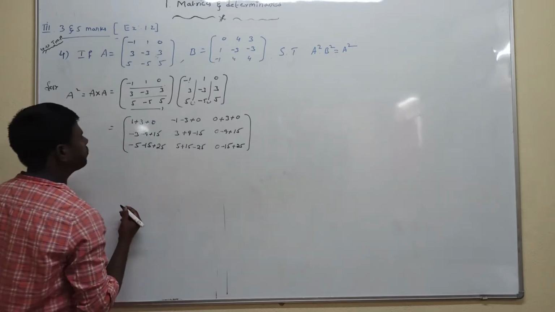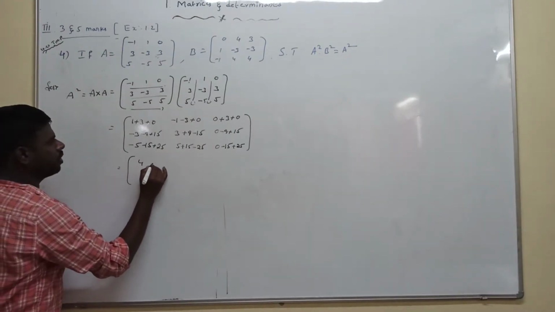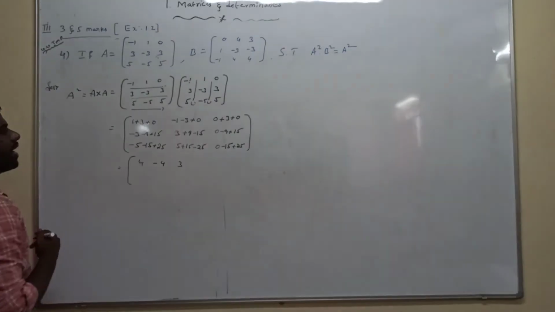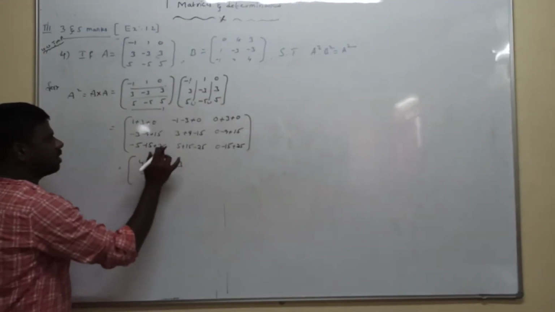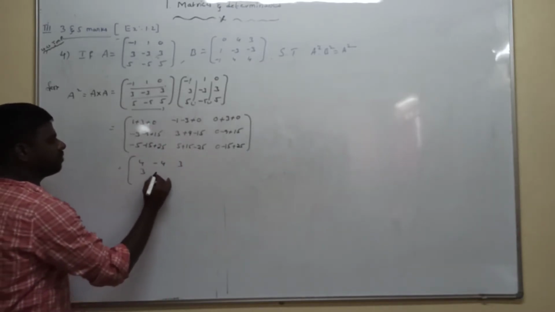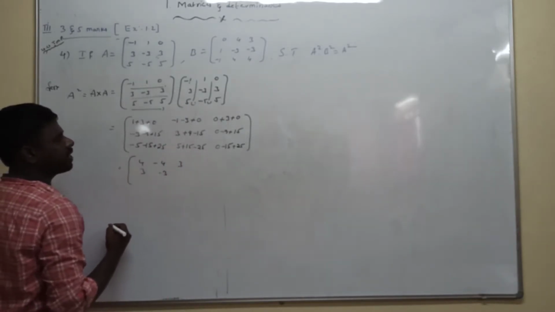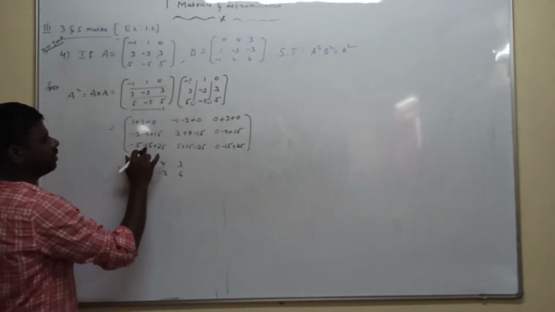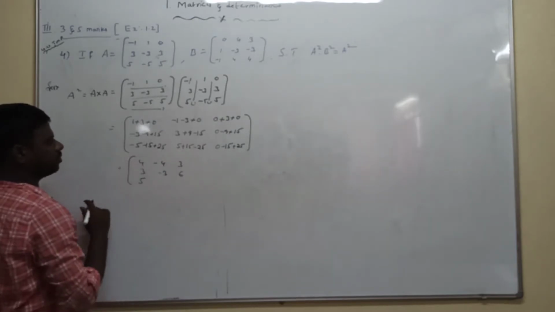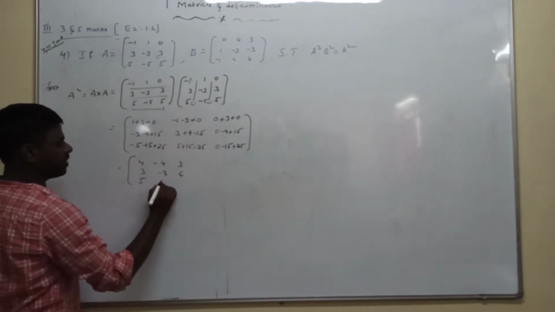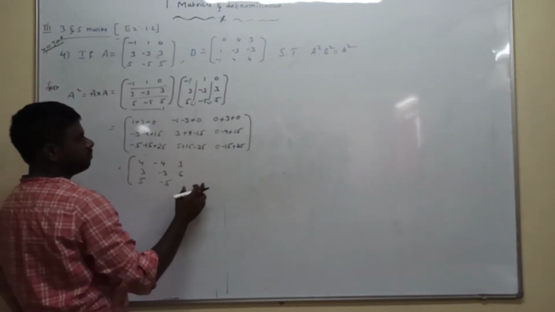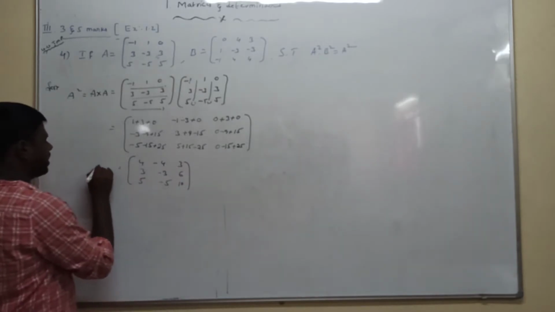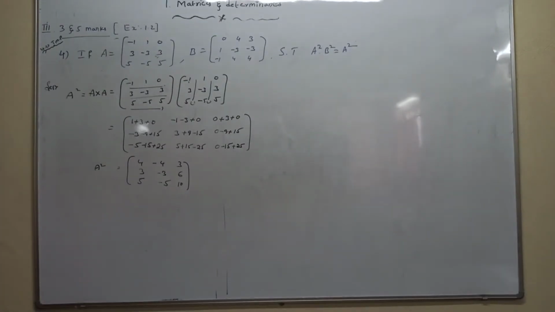Simplify this one. Minus 1 plus 3 plus 0... the first row is 4, minus 4, 3. Minus 3, minus 9, plus 15 gives 3; 3 plus 9 is 12, 12 minus 15 is minus 3; minus 9 plus 15 is 6. Minus 5 minus 15 is minus 20, minus 20 plus 25 is 5; 5 plus 15 is 20, 20 minus 25 is minus 5; minus 15 plus 25 is plus 10. This is A square.